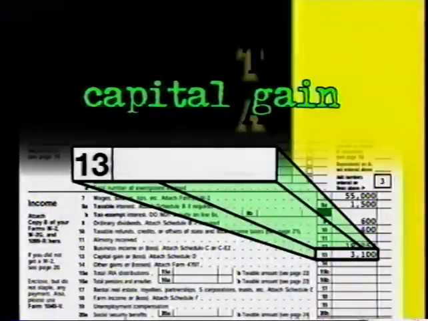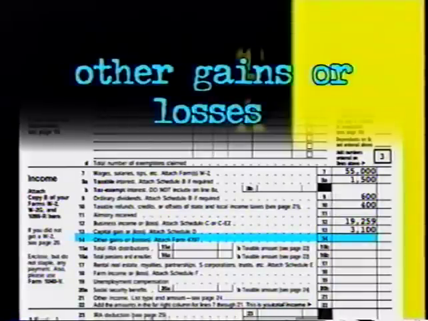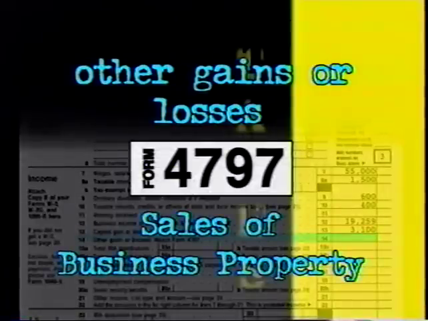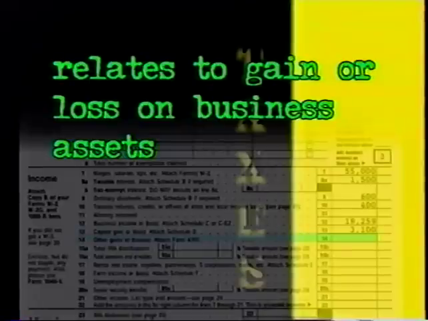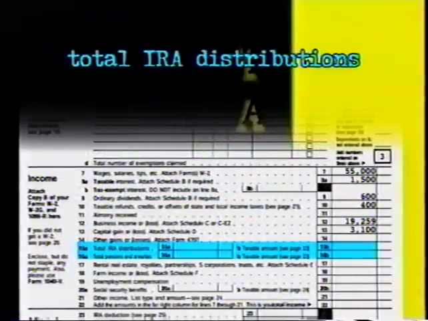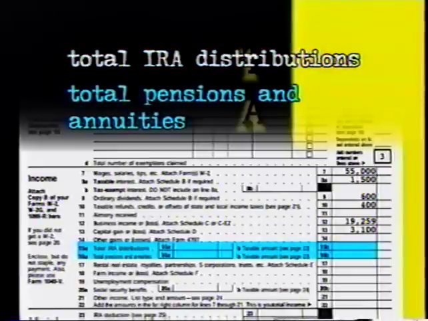On line 13, we have a figure from Schedule D. This is the capital gain of $3,100 from the Hendersons' investments. Now we're really cooking using all the forms to help us. Lines 14 through 16 don't apply to the Hendersons, but we'll give you a quick overview. Line 14 deals with other gains or losses, which would be covered in Form 4797, Sales of Business Property. It's a pretty complex form, but suffice it to say that it relates to the gain or loss on business assets that have been depreciated in prior years. Lines 15 and 16 deal with taxable and non-taxable total IRA distributions and total pensions and annuities.